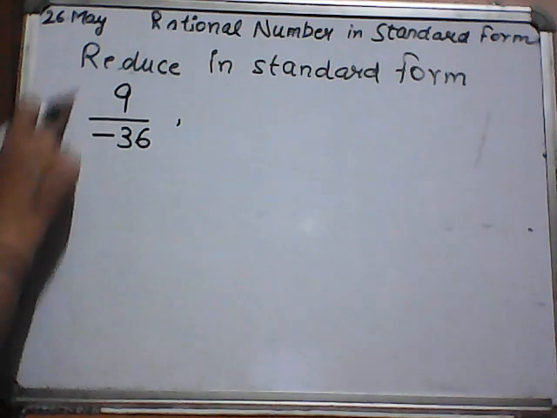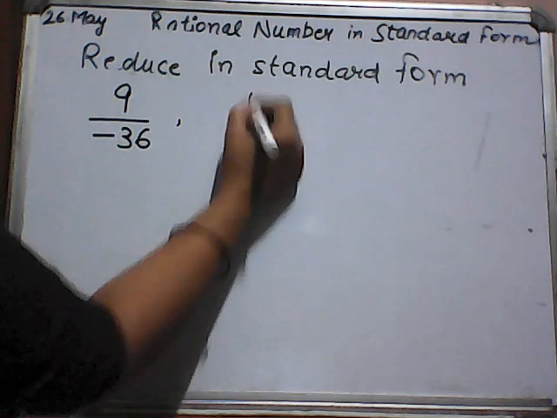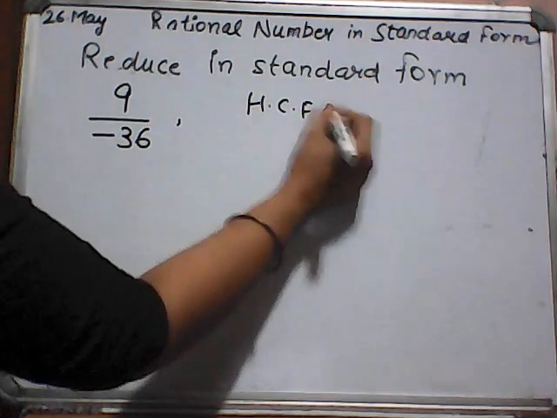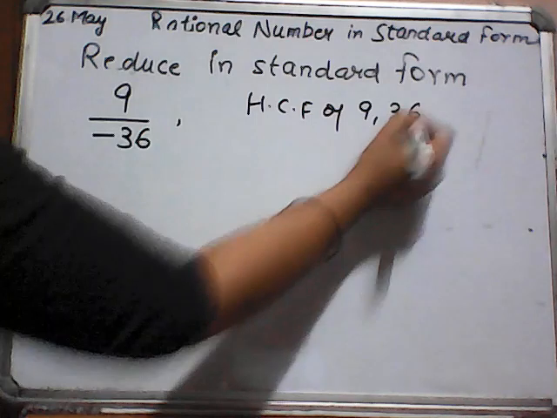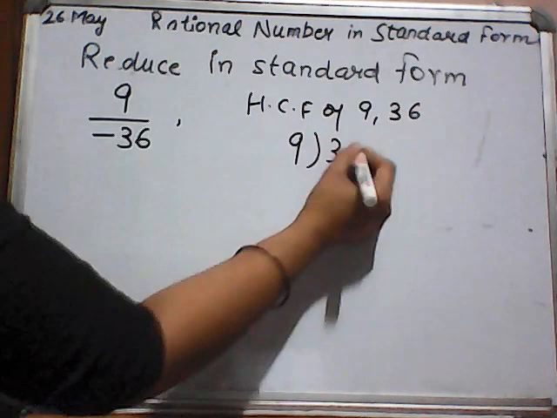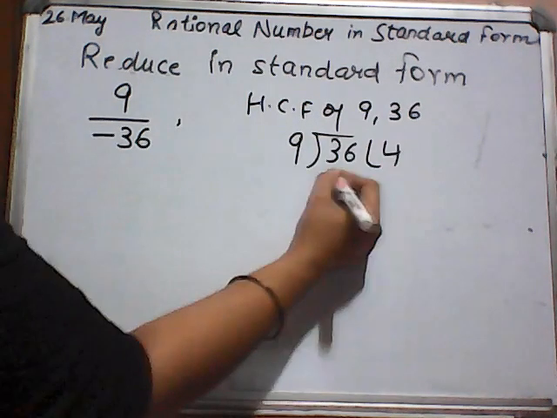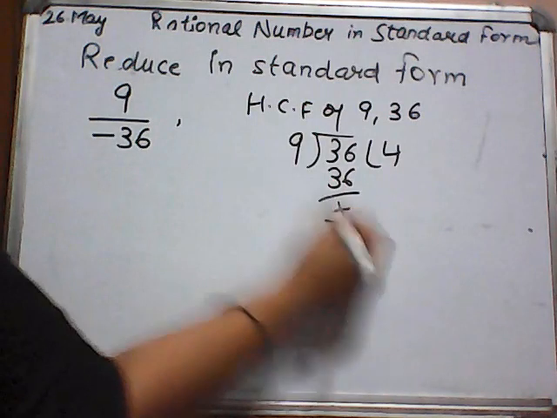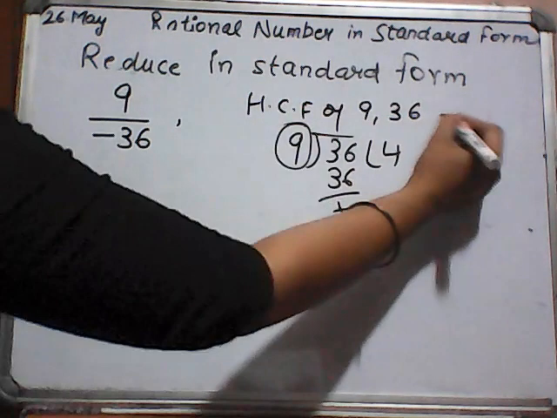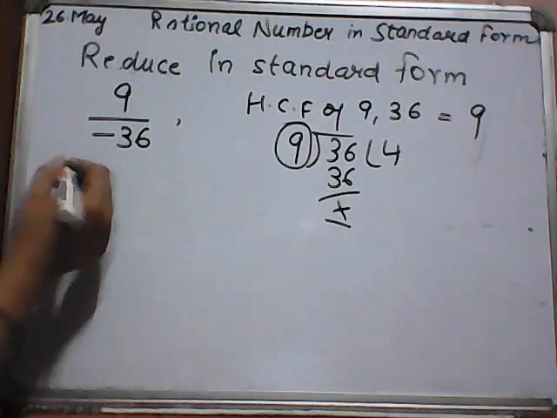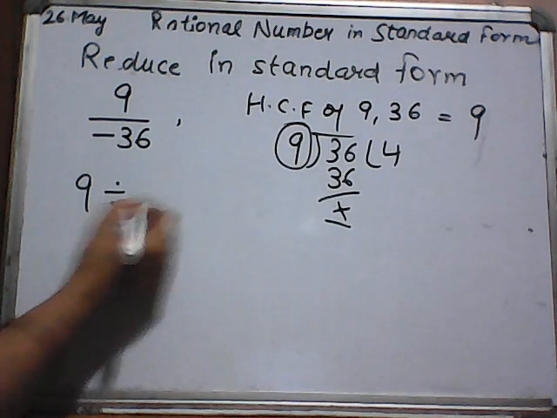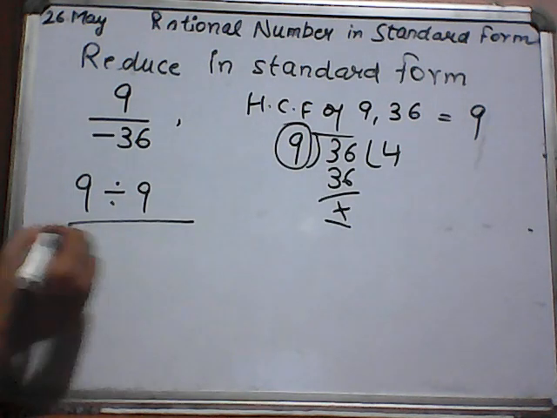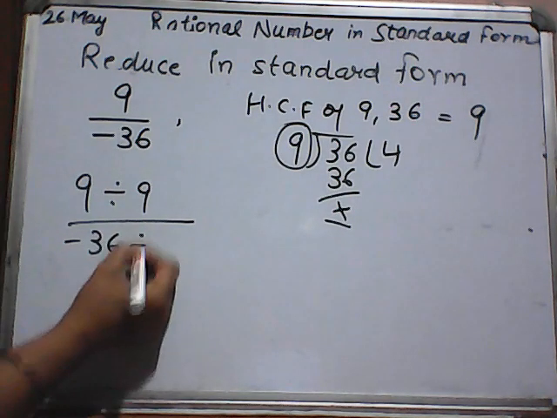Firstly, you have to find the HCF of 9 and 36. 36 divided by 9: 9 fours are 36, remainder is 0. Then the HCF of 9 and 36 is 9. Divide the numerator by 9 and the denominator by 9.